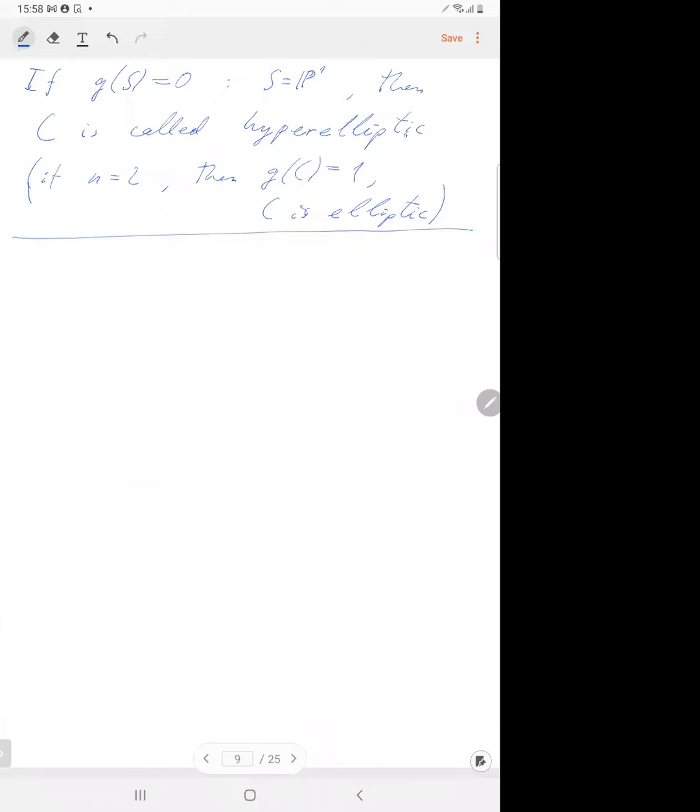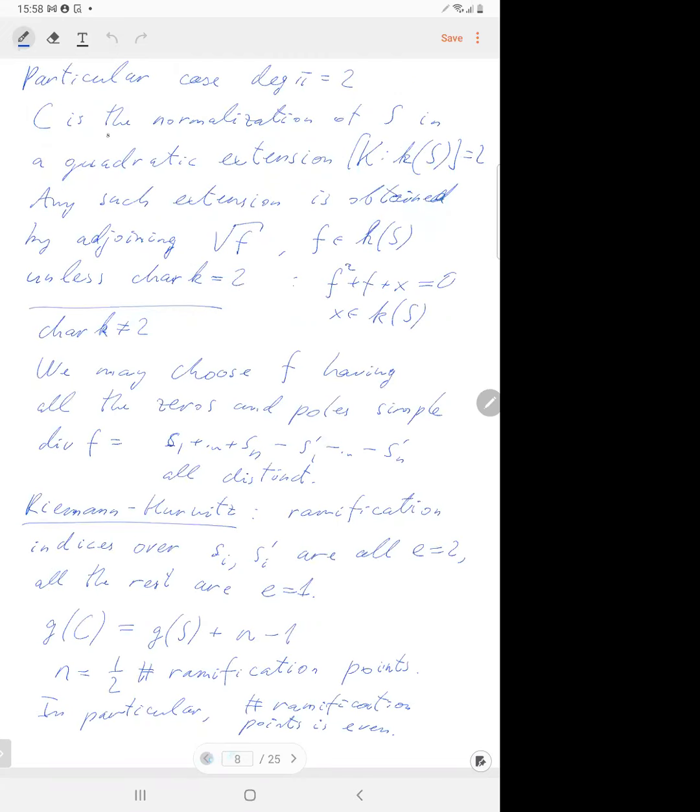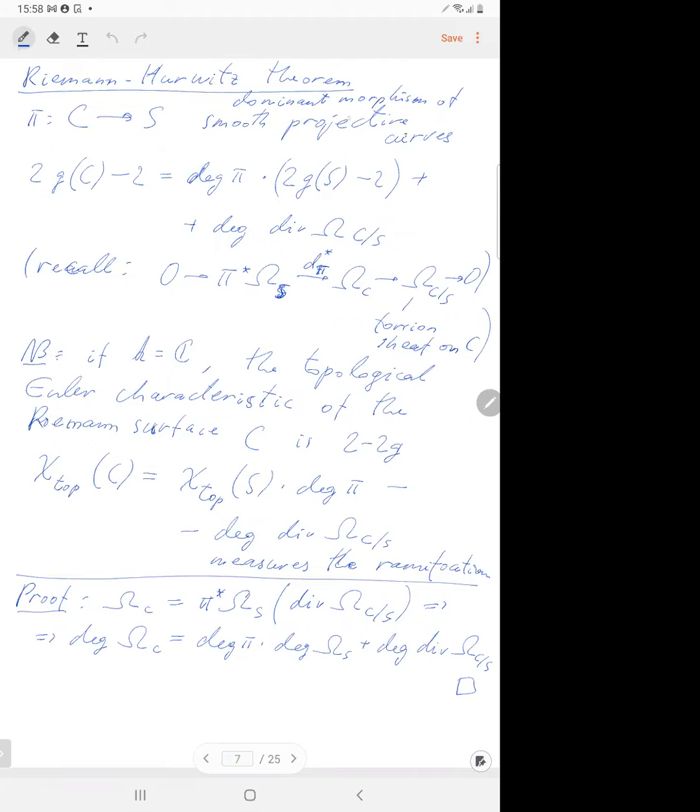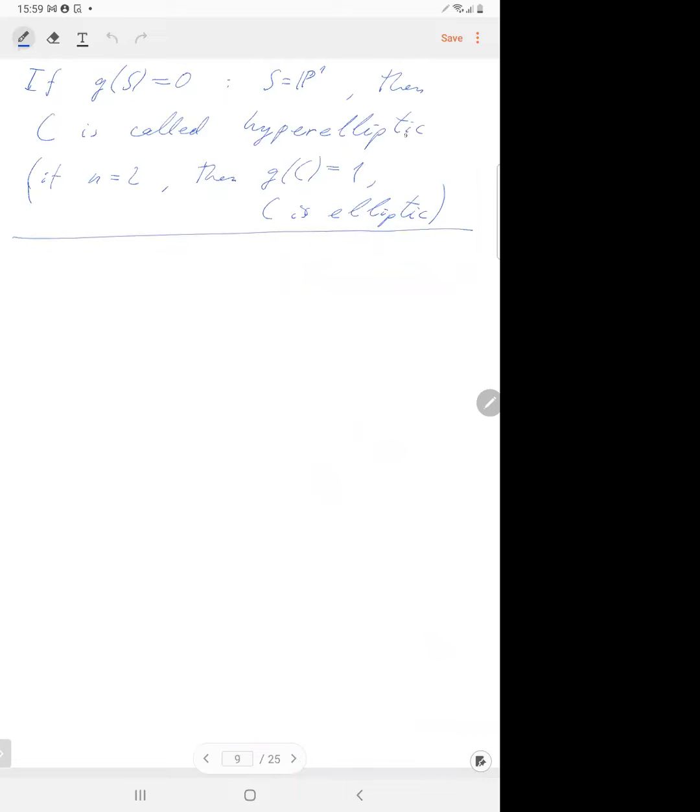So now let's consider... By the way, when we studied the previous Riemann-Hurwitz theorem, I never mentioned that I wanted it to be not everywhere ramified. So I wanted it to be separable. Let me write it down: dominant, separable morphism.